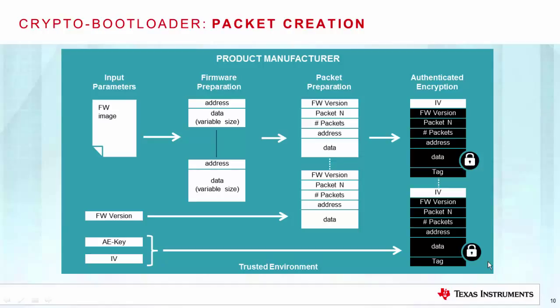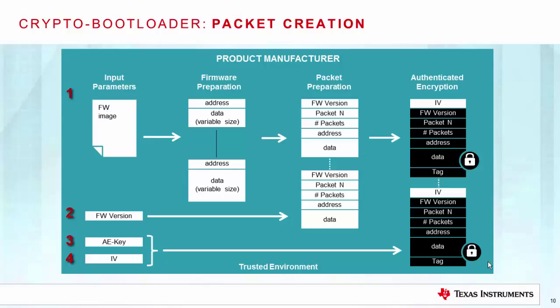The following input parameters are given. 1. Path to the firmware image. 2. Firmware version number. 3. Symmetric authenticated encryption key. 4. Initialization vector. For the authenticated encryption algorithm shown, AES-CCM, it must be a number that will never be repeated for a given key. Since the number must be used only once, it is typically known as a nonce.